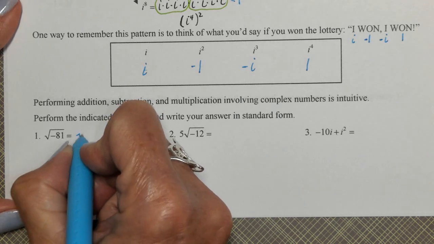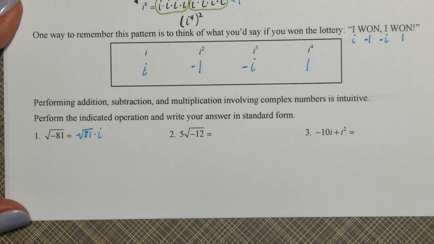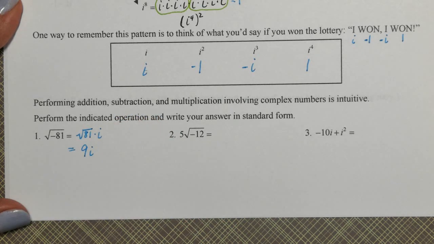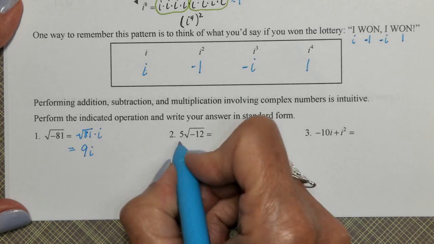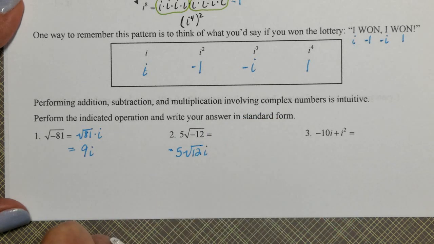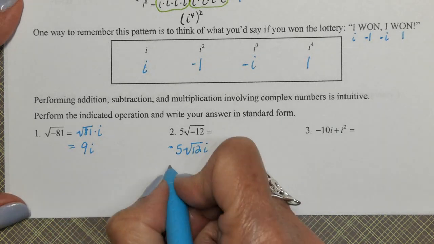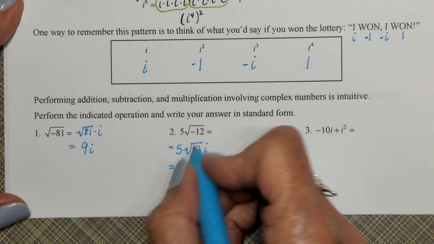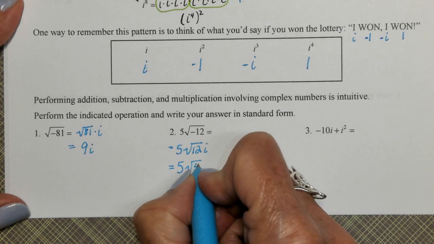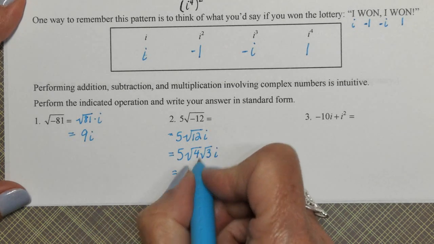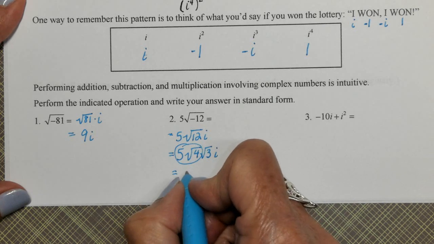So this is the square root of 81 times i. Okay, and the square root of 81 is just 9. So that is 9i. Okay? What about this one? Well, this is going to be 5 times the square root of 12i. Take out your i first. Okay? And then we can simplify the square root of 12. The square root of 12 is 4 times 3. So that is the square root of 4 times the square root of 3i. And the square root of 4 is 2. And 2 times 5 is 10.